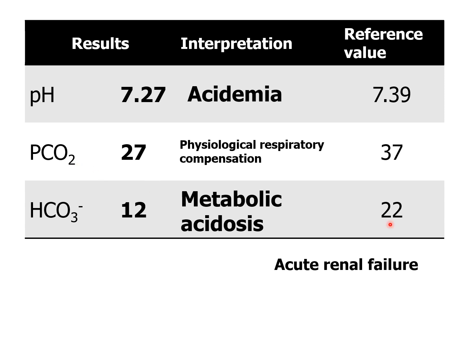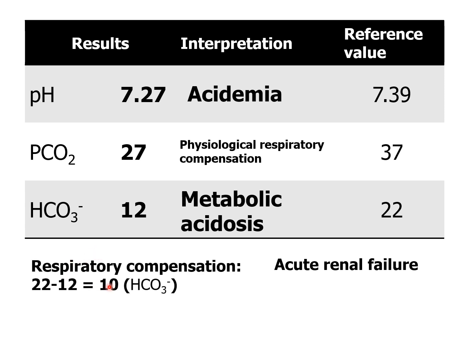To assess the possibility of a mixed disturbance, it must be determined whether the secondary response is expected. The observed bicarbonate is 10 milliequivalent per liter lower than the normal. The normal is 22 and the observed bicarbonate is 12. So 22 minus 12 is 10. Therefore, the observed bicarbonate is 10 milliequivalent per liter lower than the normal.